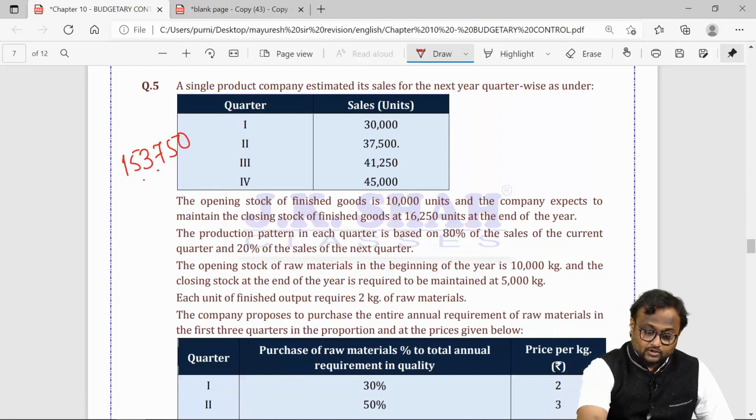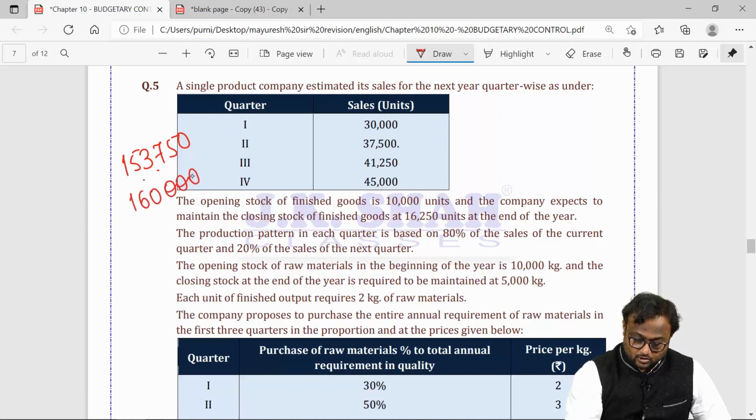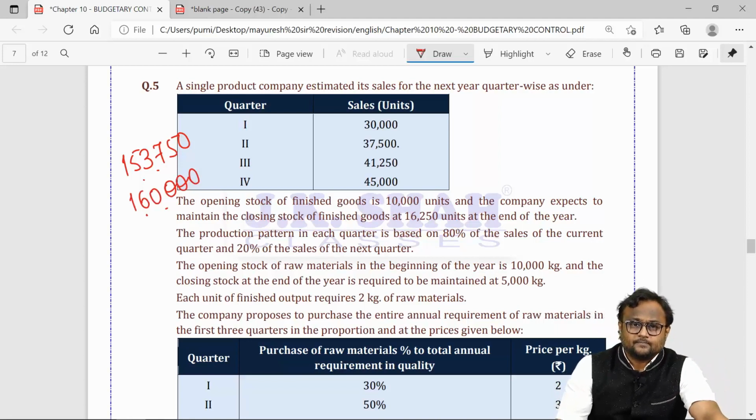You wanted a closing stock of 16,250 after that. So you should have 1,70,000 units, but 10,000 you already have. So you decided to produce 1,60,000 units.